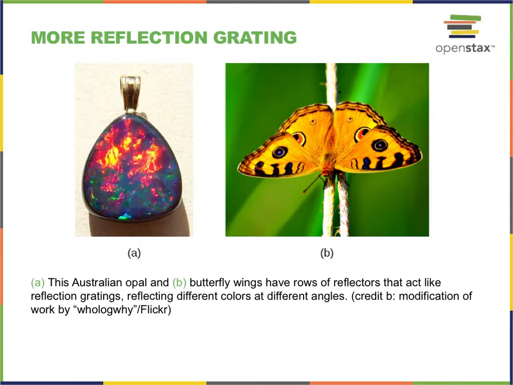We also see this idea happening in nature, and here are two pictures where you see a reflection grating. The left hand picture is an opal, which you might be familiar with, and has rainbowy type patterns to it, depending on how you look at it. And on the right hand side, we see butterfly wings, which also can produce some very pretty effects.